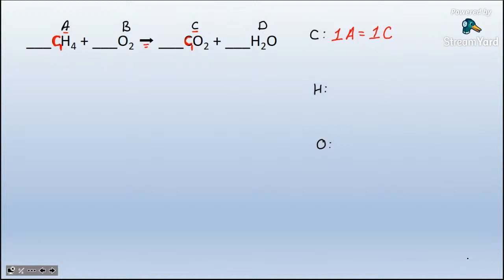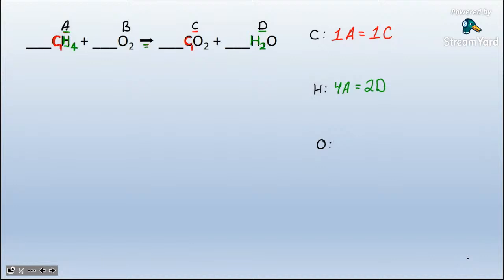Now I can look at hydrogen. So looking at my reaction equation, there are 4 hydrogens in substance A. So 4 hydrogens in A, none in B. Arrow becomes the equal. I don't have any hydrogens in C. I have 2 hydrogens in D. So 2 hydrogens in D. My equation for hydrogen is 4A equals 2D.